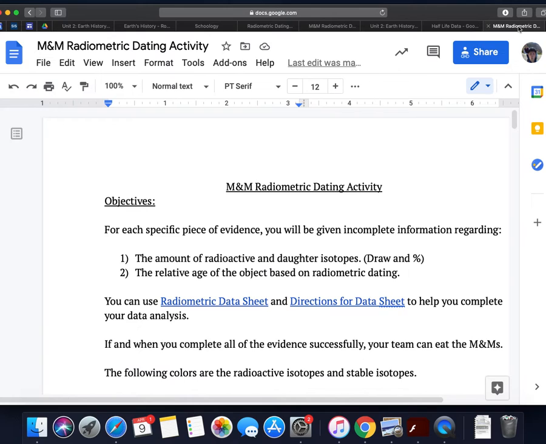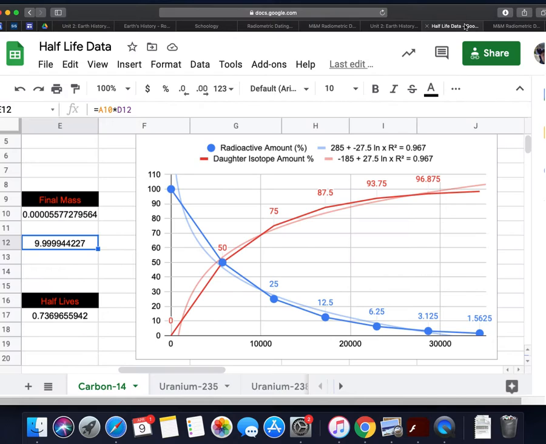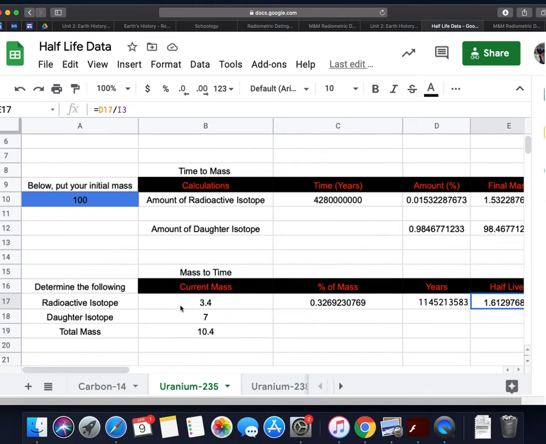Now, the other thing that I can do is convert my mass into time. So I have uranium-235 in a rock. The current measurement is 3.4 grams of the radioactive isotope and 7 grams of the daughter isotope, which brings me to a grand total of 10.4. You will have to do some addition here. And that leaves me with 30 to 33% of the mass being radioactive.